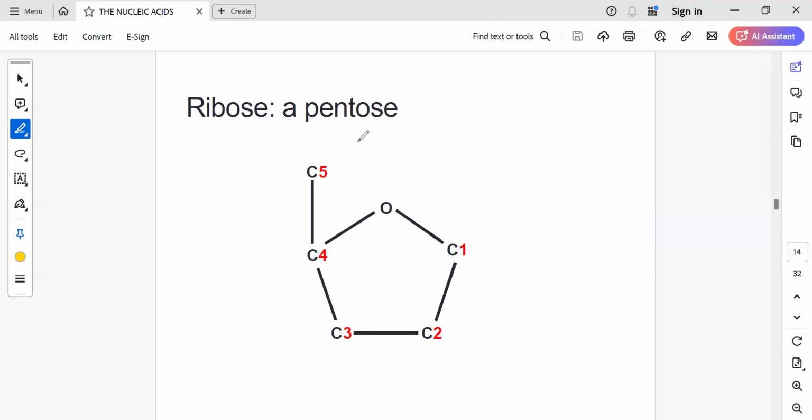So we are now done with the bases. The next thing we are going to look at is the ribose sugar. The ribose sugar first is a pentose. When we say pentose, it means that it has 5 carbons. So we have 1, 2, 3, 4, 5. So it's a 5-carbon sugar.